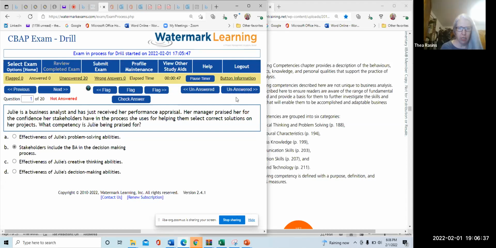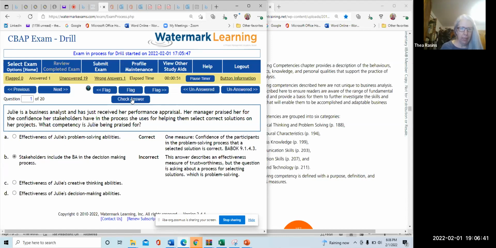Right, let's check it out. Check answer, there we are. Okay, the correct answer is confidence of the participants in the problem-solving process that the selected solution is complete. So her problem-solving abilities are what we're looking for. B is incorrect because it describes an effectiveness measure of trustworthiness, but the question is asking about the process for selecting solutions. Select correct solutions. So that's what we have to look for next time.